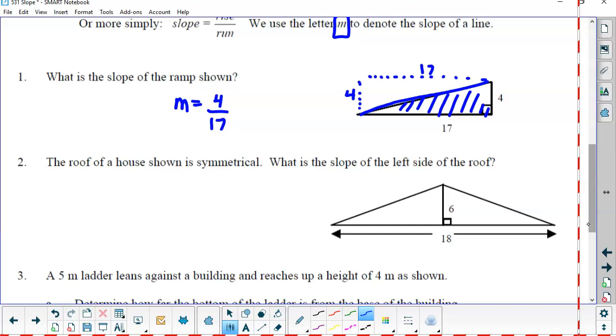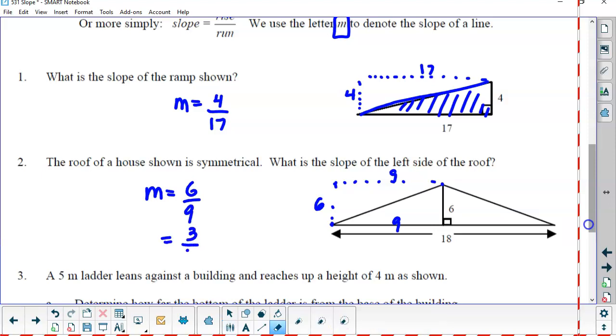Roof of a house. What is the slope of the left side of the roof? So take a look here. This is a big triangle cut in 2 halves. We're not told for sure that it's cut in half, but assuming most roofs, they want to make them symmetrical like this. So if this whole distance is 18, then this would be 9. Okay? And so from this left point to the top, we're going up and to the right. Well, that vertical rise will be the same as this. So that's going to be 6. And your run will be the same as this, which is 9. So your slope is 6 over 9, which reduces.